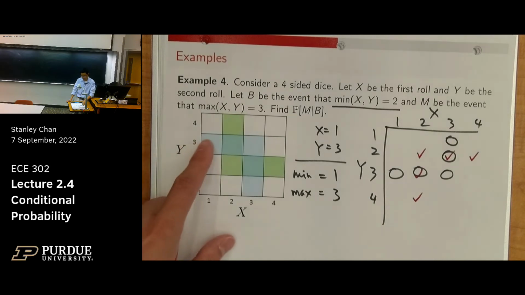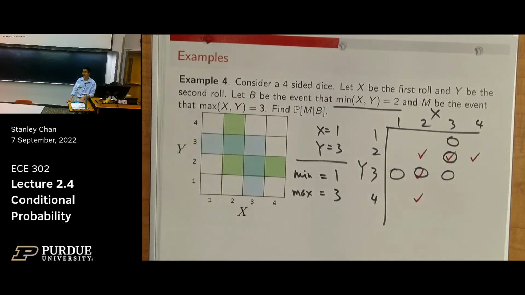Okay, so that will give you the blue boxes if you use this coordinate system. So I have found the event B. I have also found the event M. Okay, so everything has been clarified. So now let's find the probability of M given B. Without using my formula, by just looking at this diagram, can somebody tell me what is the probability of getting M given B?